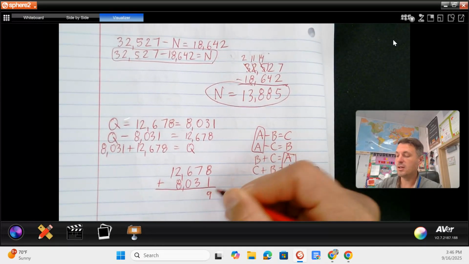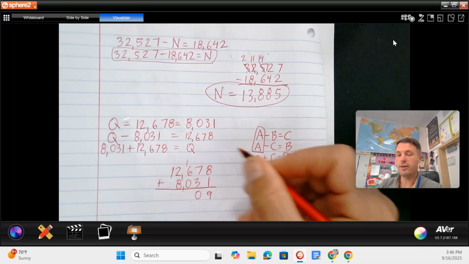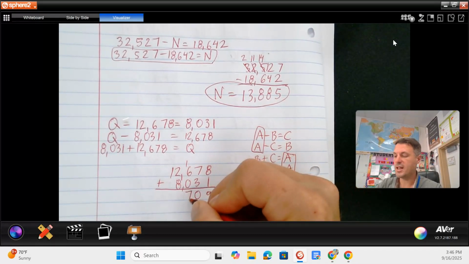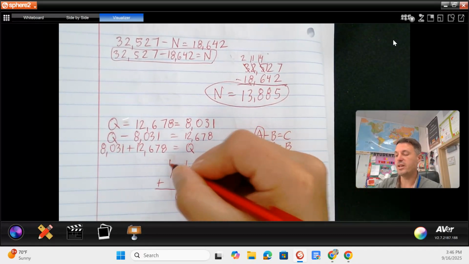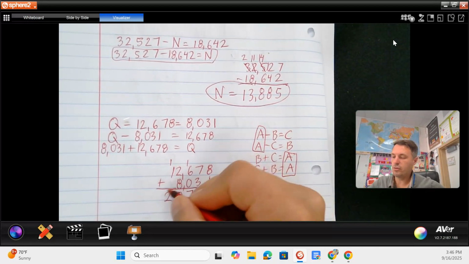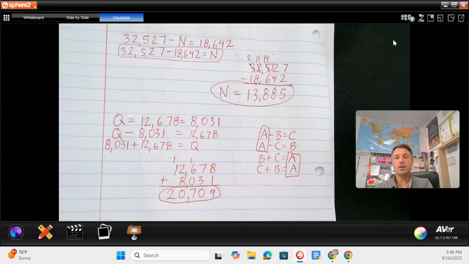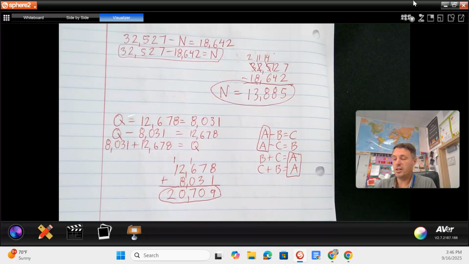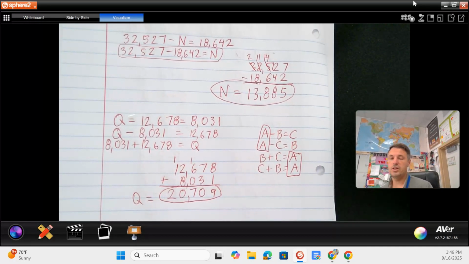8 plus 1 is 9. 7 plus 3 is 10. We carry the 1. 1 plus 6 is 7. 8 plus 2 is 10. We carry the 1, and 1 plus 1 is 2. And it's 20,709. Now, that is Q. Q equals 20,709.